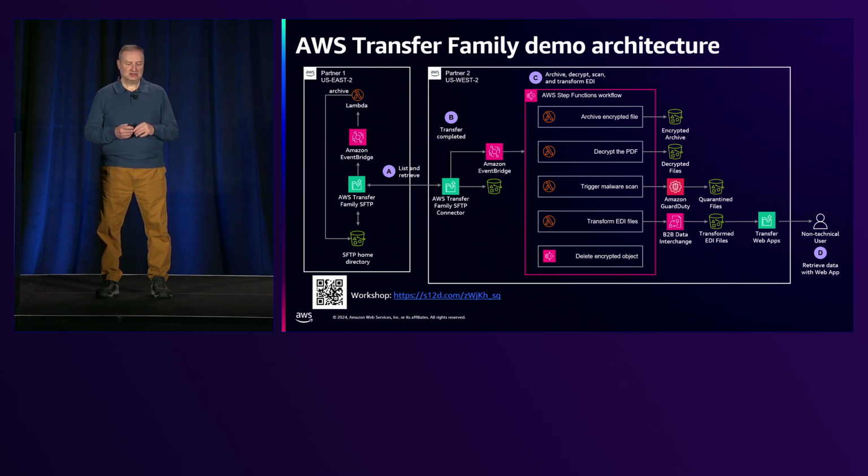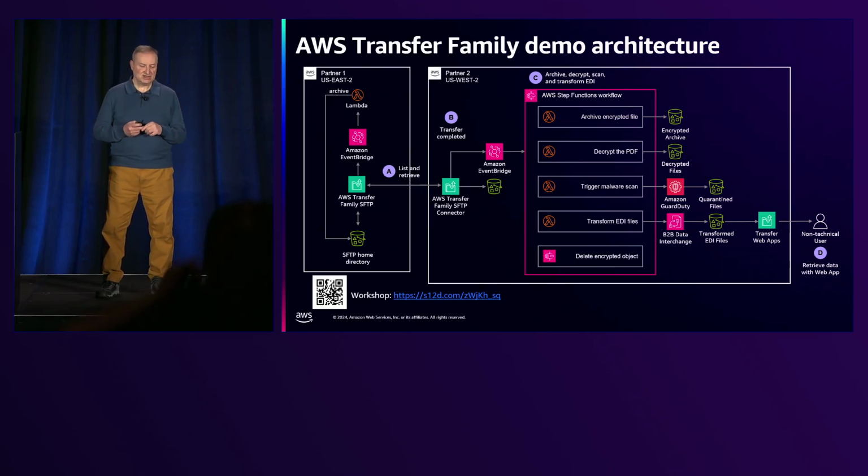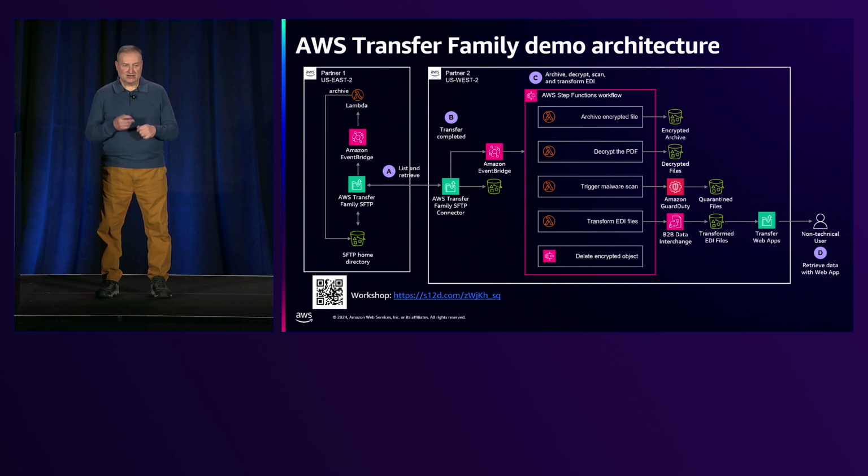We archive a copy of the file. We decrypt the EDI file; the file that we retrieve is not a PDF. After the decryption, we trigger a malware scan using GuardDuty. We wait for the scan to be completed. And then we carry on with the next step, which is specific for this partner, and it's going to be a transformation of the EDI file into JSON format. For that, we use AWS B2B Data Interchange, which will drop the JSON file in an S3 bucket. And the last step will delete the original encrypted file because we don't need it.